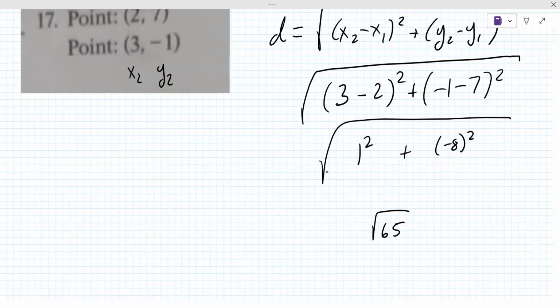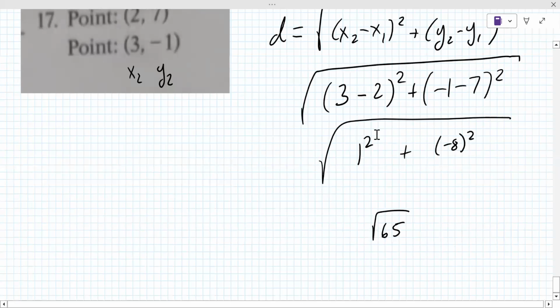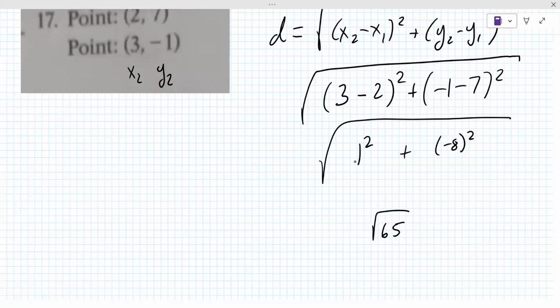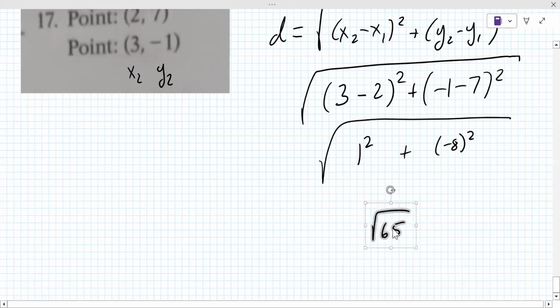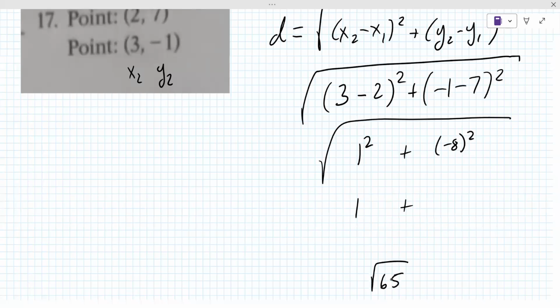Okay. What do you think of that? Is that okay? I'm a bit confused where we got 65 from. What is 1 squared? That would be 1. Okay, so we have 1 plus -8 squared, which is 64. Add those together, and it becomes 65. Oh, okay.